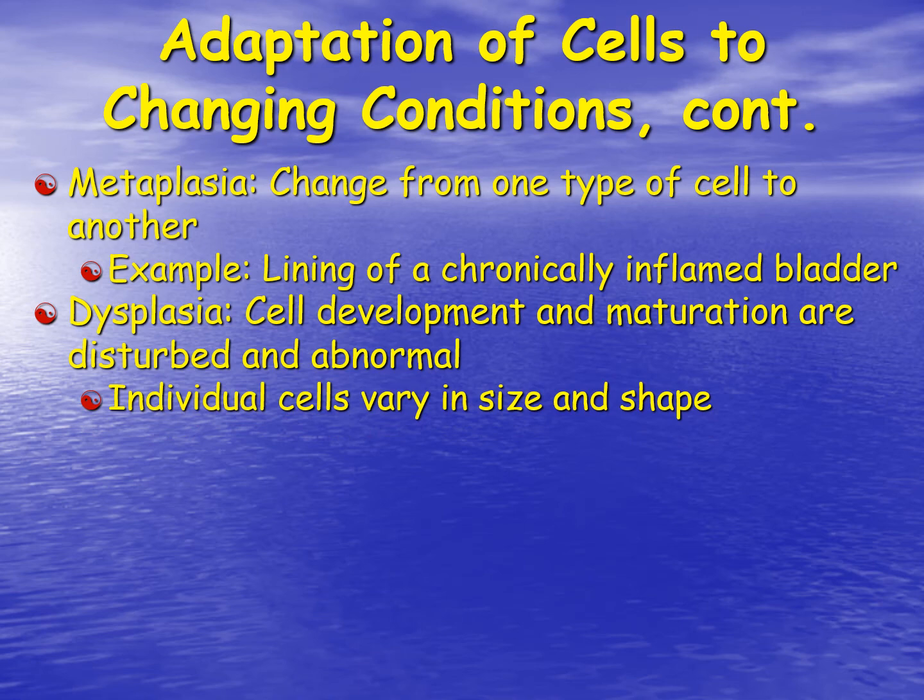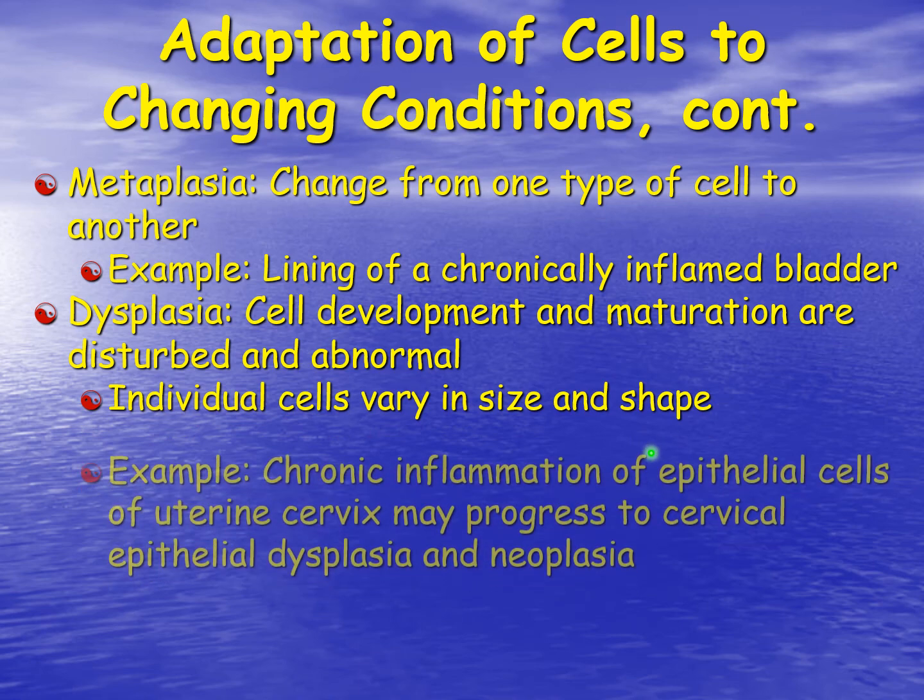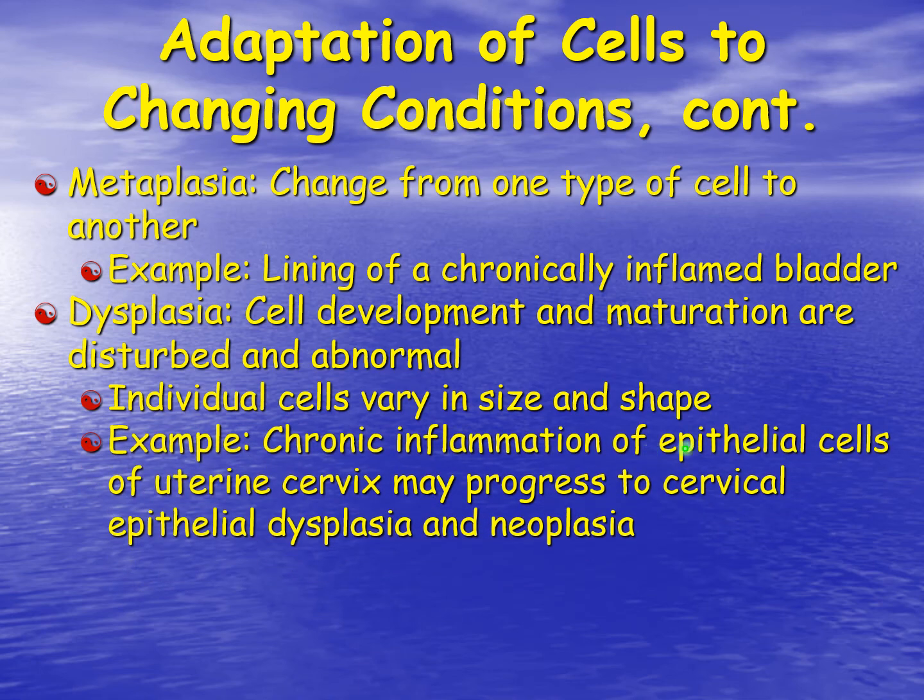Individual cells tend to vary in size and shape. So, an example here of dysplasia: chronic inflammation of the epithelial cells in the uterine cervix may progress to cervical epithelial dysplasia, and this eventually can lead to neoplasia or cancer.